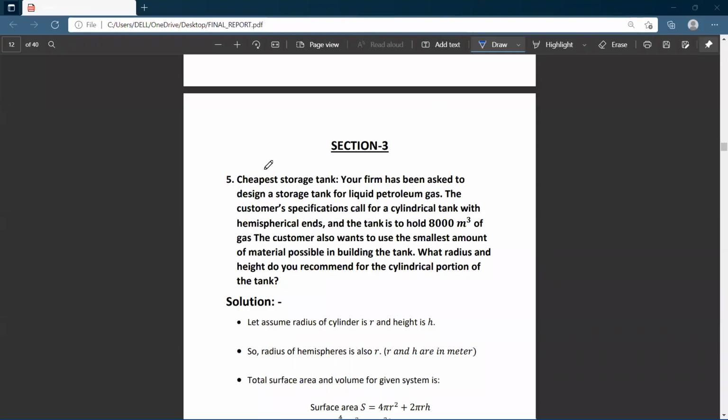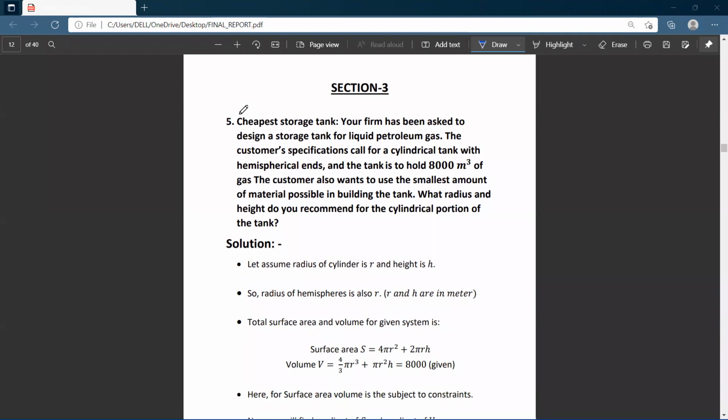So now section 3. This is the problem statement. Cheapest storage tank: a firm has been asked to design a storage tank for liquid petroleum gas. The consumer specifications call for a cylindrical tank with hemisphere ends, and the tank is to hold 8,000 meter cube of gas. The customer also wants to use the smallest amount of material possible in building the tank. What is the radius and the height of the cylindrical portion? That means we have to find the height of the cylindrical portion.